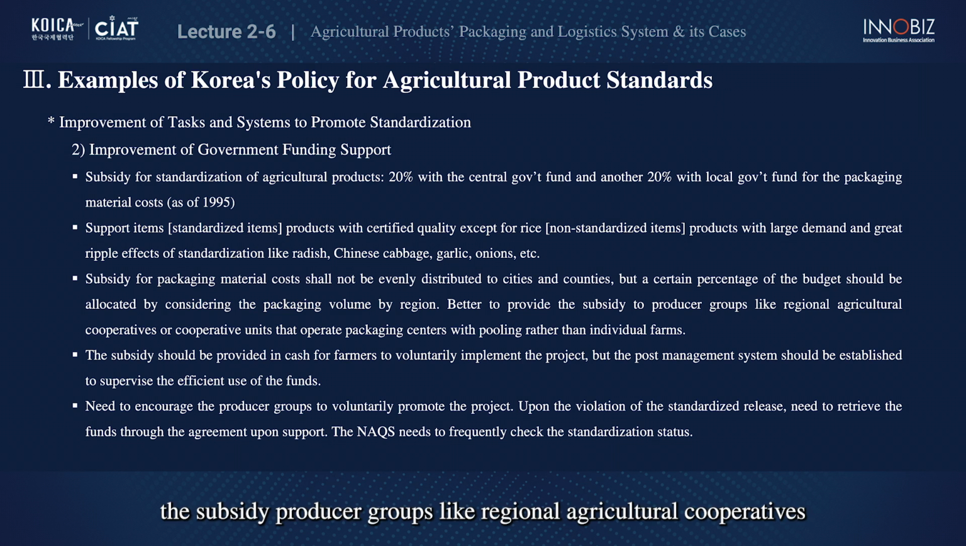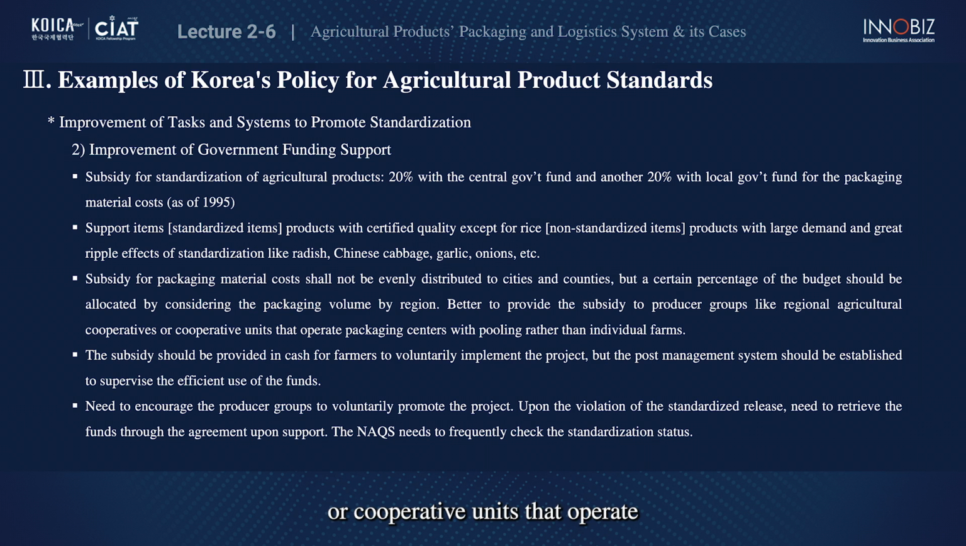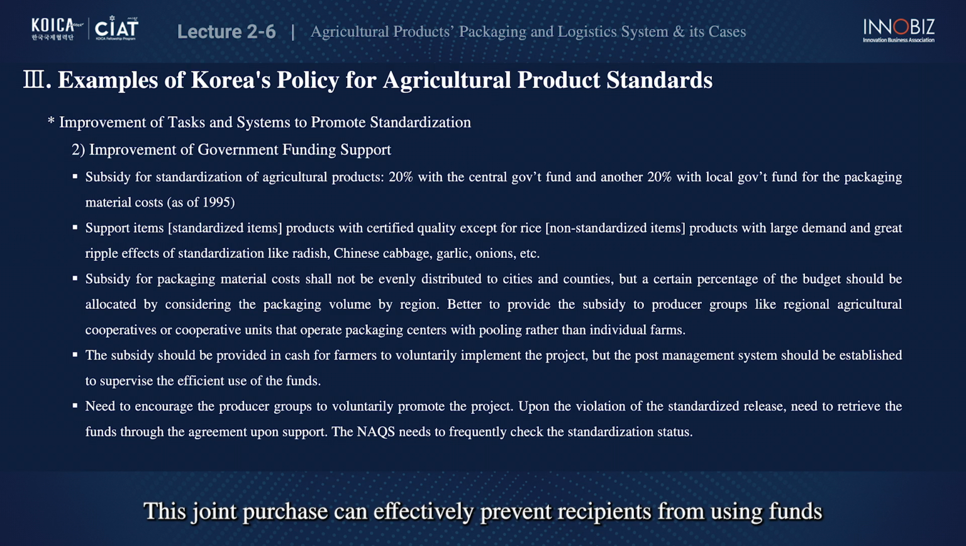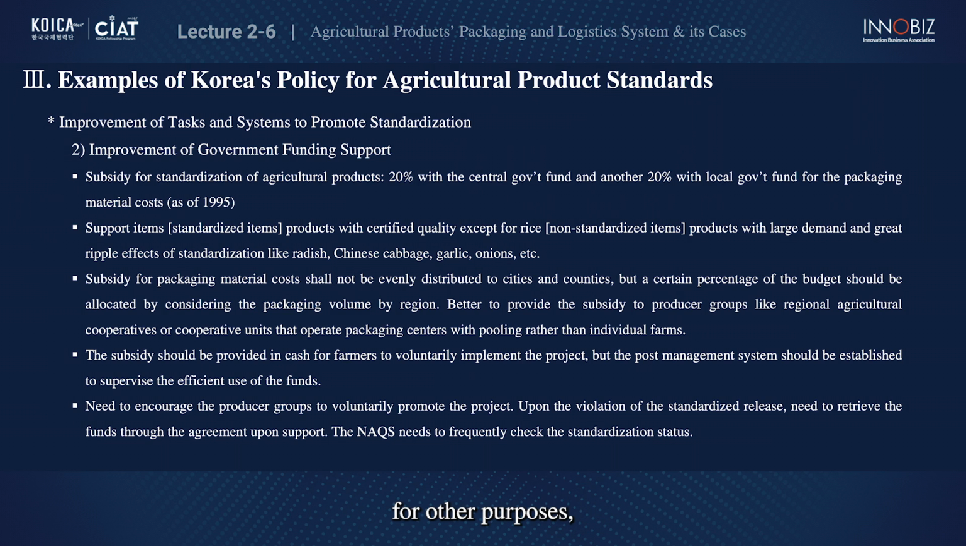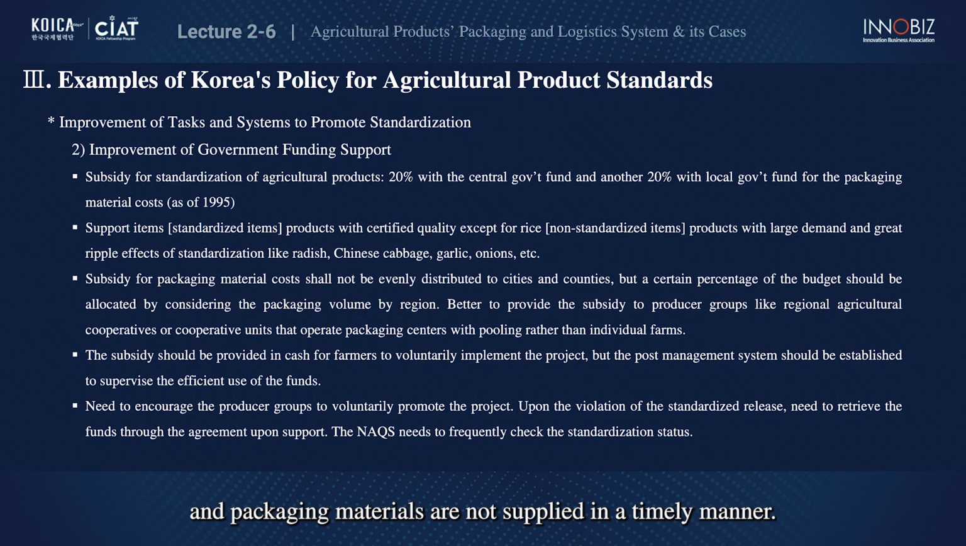It is better to provide the subsidy to producer groups like regional agricultural cooperatives or cooperative units that operate packaging centers with pooling rather than individual farms. To prevent recipients from using funds for other purposes, we used to avoid paying the subsidy in cash, and city, county, or 읍면 purchase packaging boxes together and supply them to farms. This joint purchase can effectively prevent recipients from using funds for other purposes, but there is a risk of fraudulent transactions when purchasing packaging materials and packaging materials are not supplied in a timely manner.